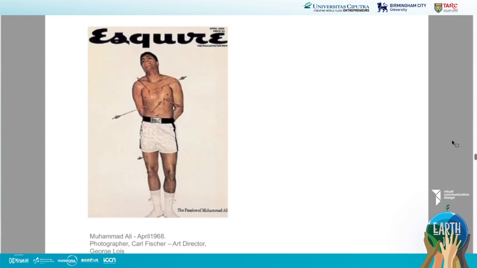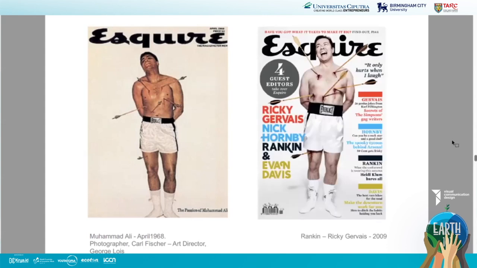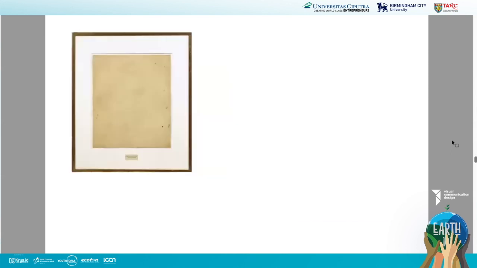When you look at the Ricky Gervais version in context, then you see this is how it's going to be used. So this is two different approaches. One is very serious, and one is almost very political, and one is just playing on the previous version, 50 years previously. So this is interesting.